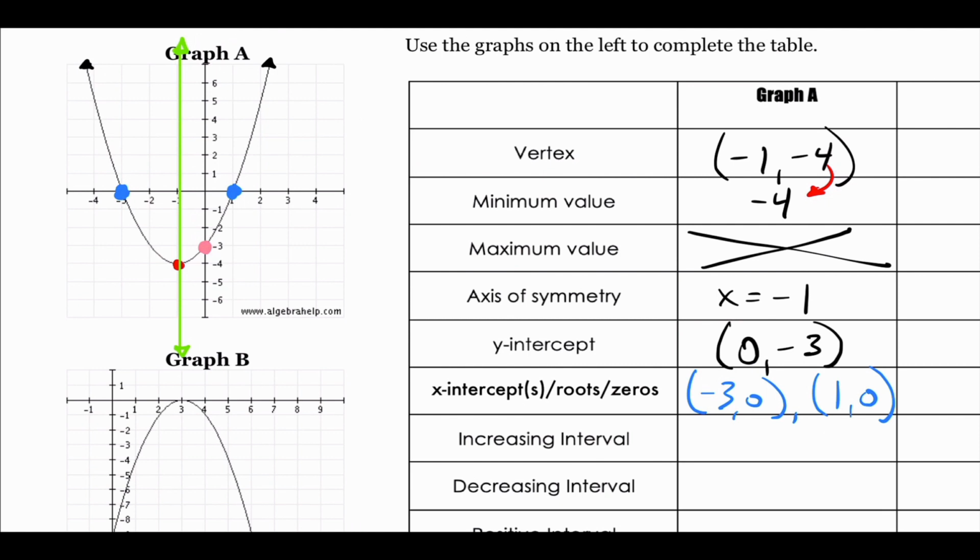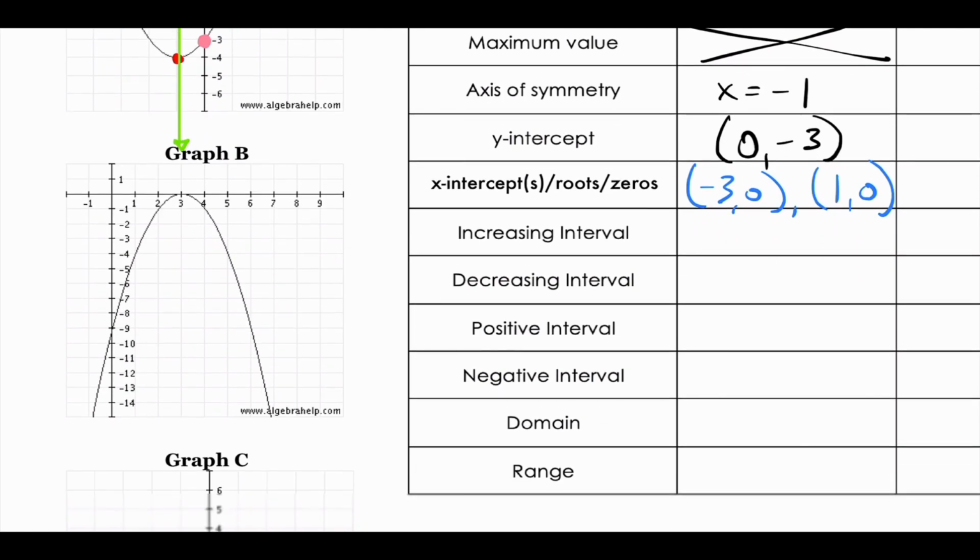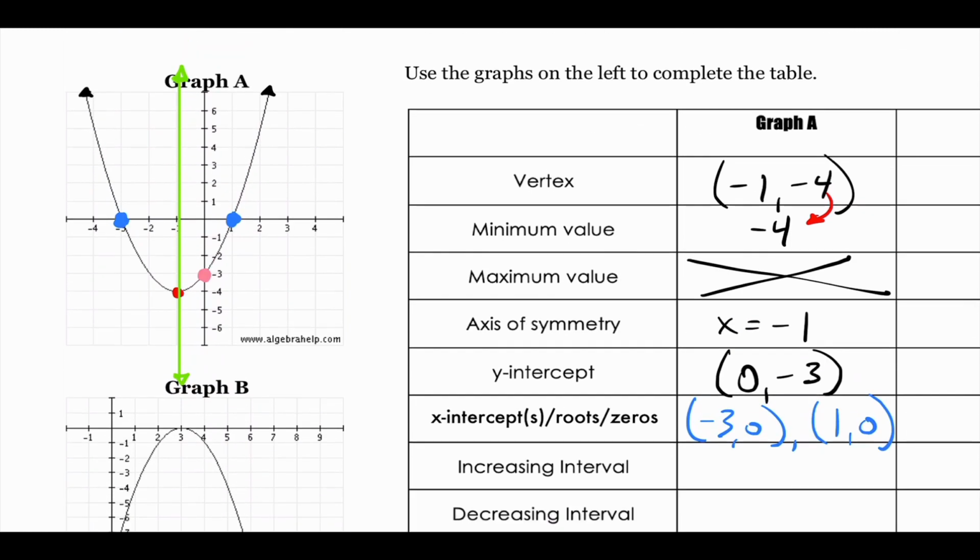Okay, so those you guys have seen before. Math 2, that's where we talk about vertex, minimum, maximum, axis of symmetry, y-intercept, x-intercepts. The next ones, sometimes we don't talk about it. That's why it's more of a Math 3 thing. Increasing, decreasing, or interval. So first of all, what does that mean? Well, let me erase all this first.